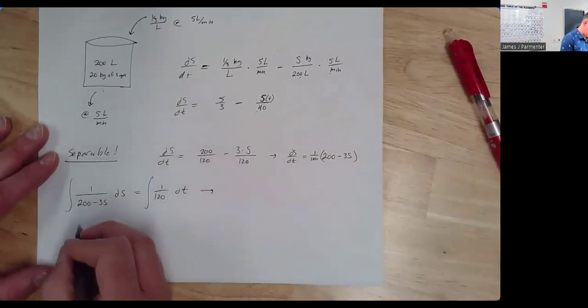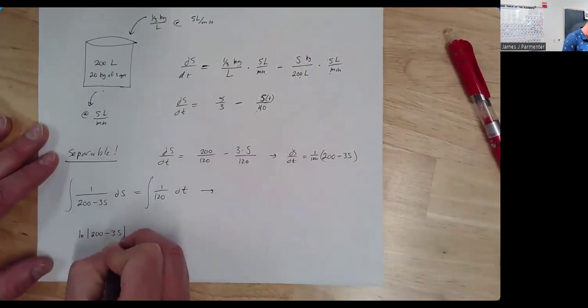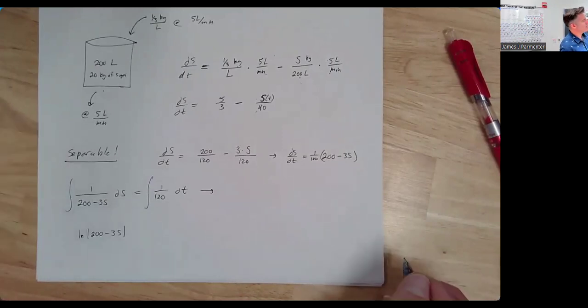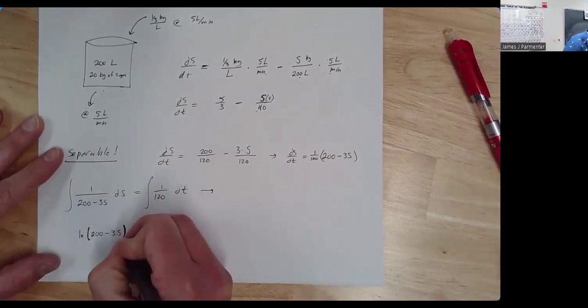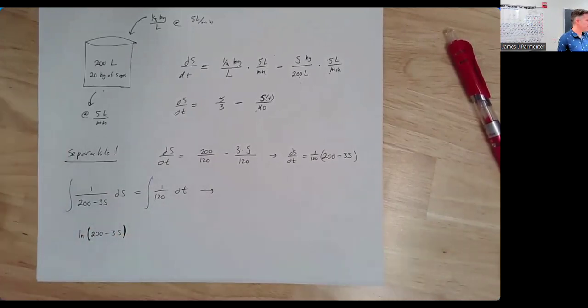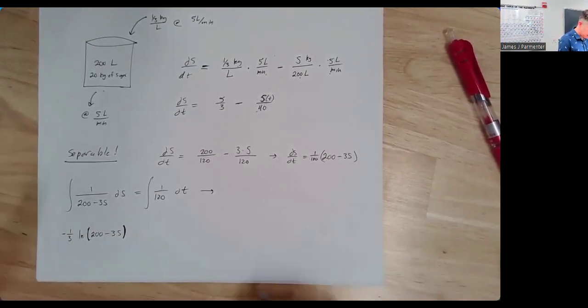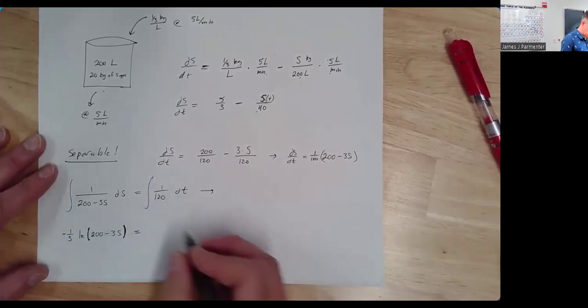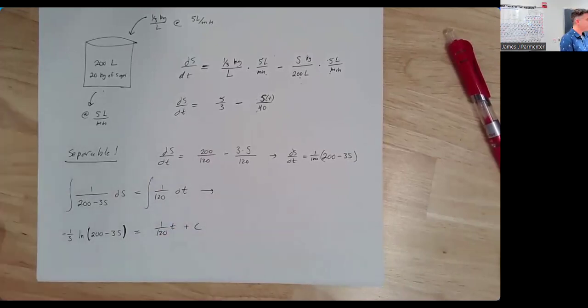On the left-hand side, we're going to get the natural log of the absolute value of 200 minus 3s. I'm not going to write the absolute values because I don't need to, even though I really feel like I should. What do I need to divide by here? Sure, that's a yes. Multiply by negative 1/3 or divide by negative 3. Either way you want to say it. On the right-hand side, we're going to get 1 over 120 times t plus a constant. And now our job is to solve for s.